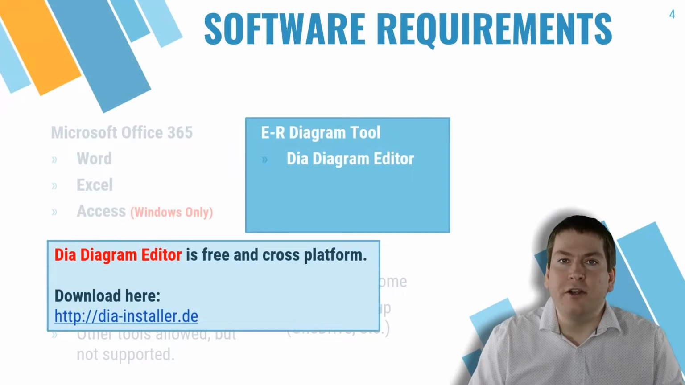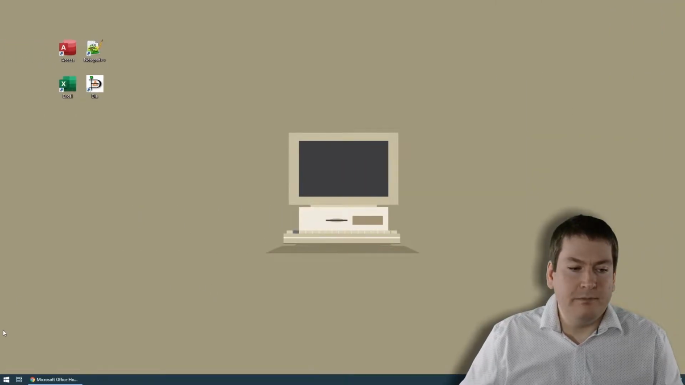So the next big thing you're going to need is an ER diagram editor tool. And the one we'll be using in this course is the Dia diagram editor. This is available for free, and it works on both Windows computers and Mac computers, and even Linux operating systems. So whatever your operating system is, this tool should work fine, and it's free. So to get it, you go to dia-installer.de, and there's a dash in there. You can go to our browser, and we'll take a look.